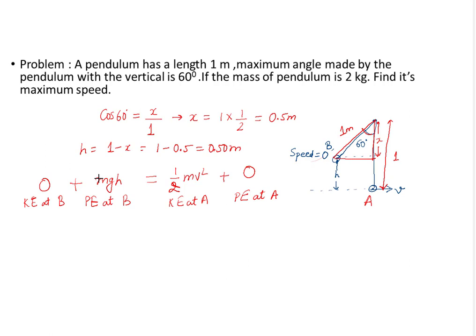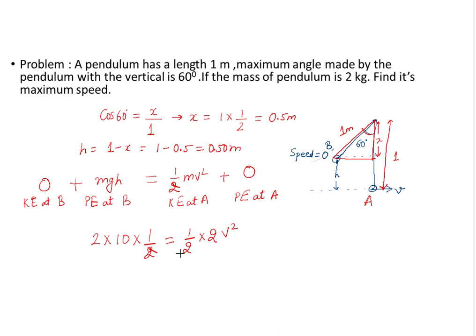Now we can solve this equation, right? You know the value of h is half. So let's just put the values. Mass is 2, into g, which is, let's say, 10, into h. h has the value half meters. Half is equal to half again mv square. m has a value of 2, into v square. We have to find out v, correct?